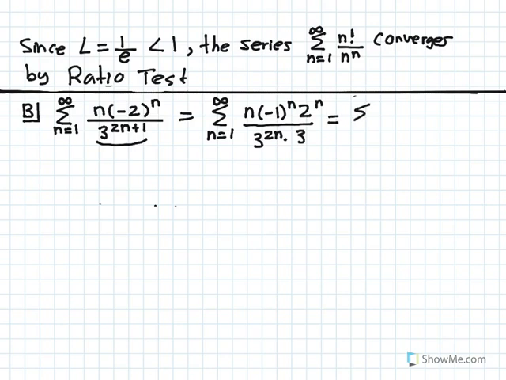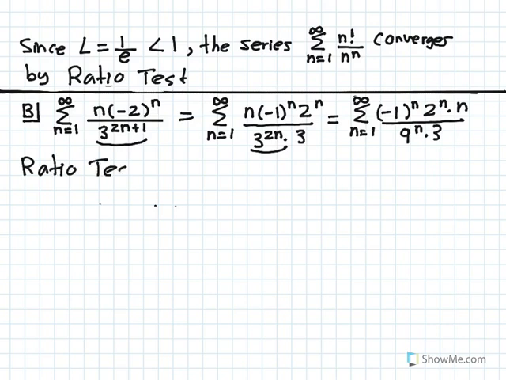Simplifying a bit more, summation n equals 1 to infinity, minus 1 to the power of n times 2 to the power of n times n divided by 3 to the power of 2n, which is the same as 9 to the power of n, times 3. So we'll apply the ratio test.